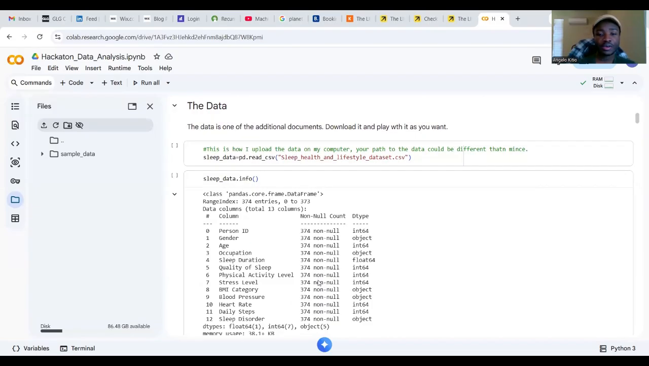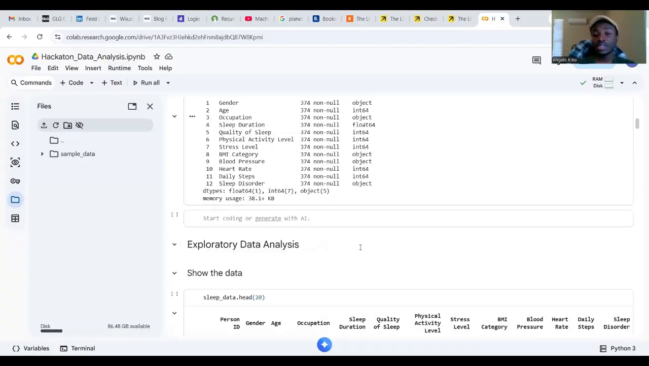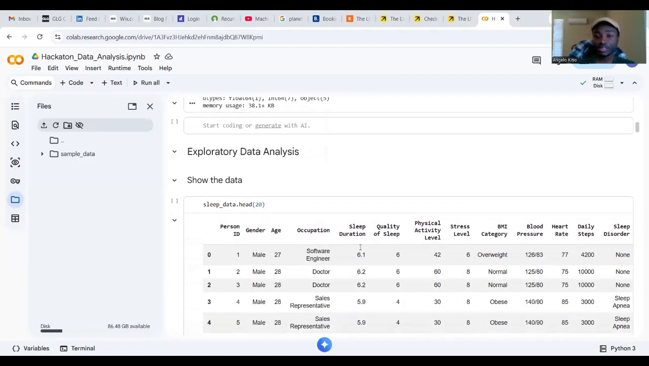We have the data for 400 people from different places, different genders, different ages, different occupations. And then some of them had a pretty good sleep, some of them did not have a pretty good sleep. So the focus was mostly to understand those who do not have a pretty good sleep so we can start recommending that. But before giving recommendations, we needed to understand why this is happening to them.